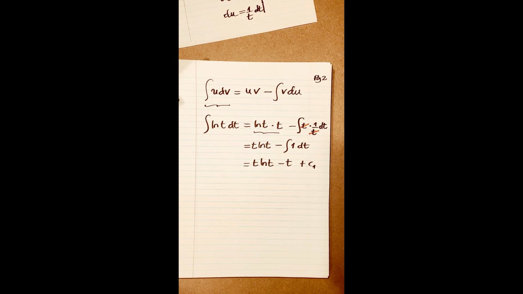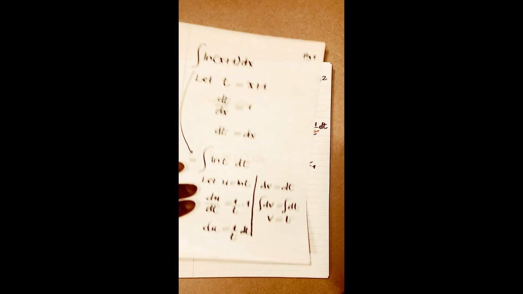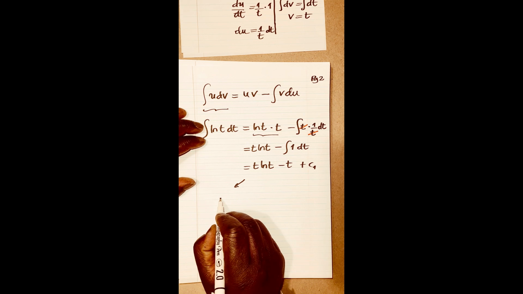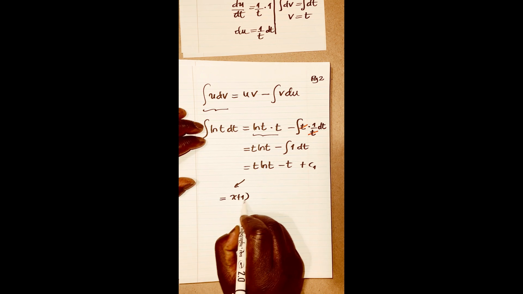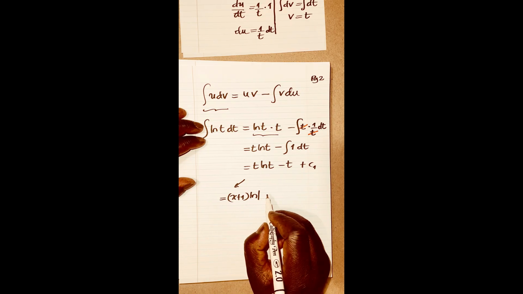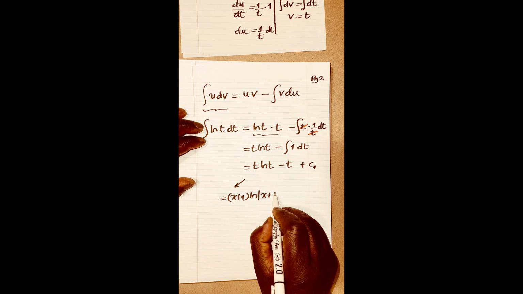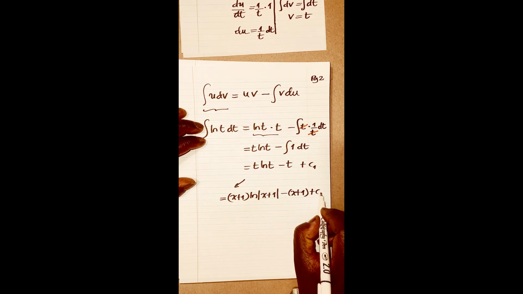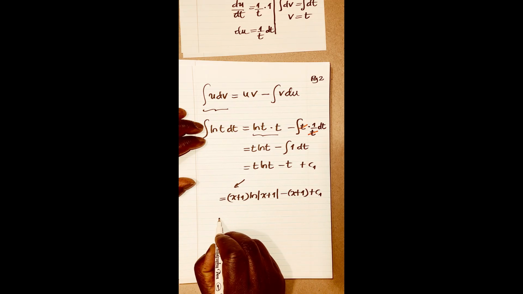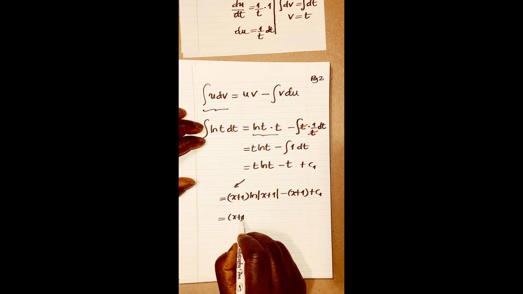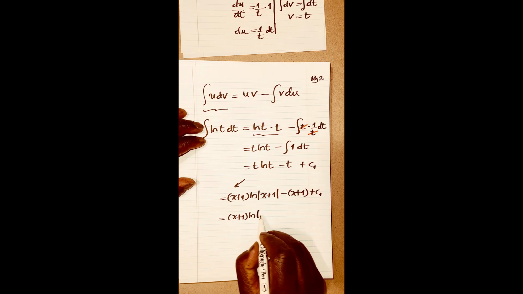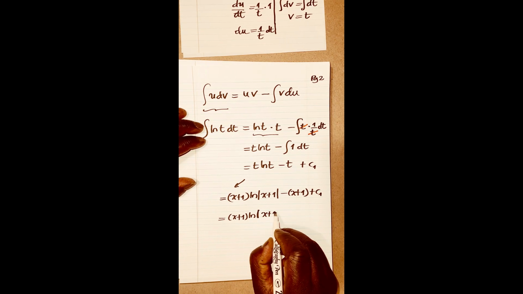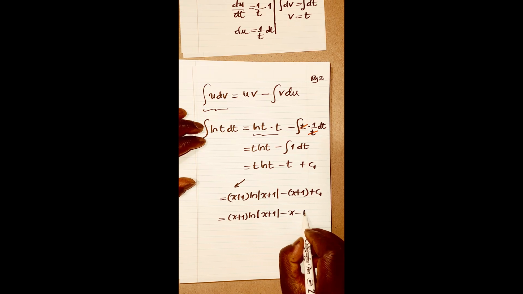Now we have to revert to our original variable, which is x. And what is the connection between t and x? t is equal to x plus 1. So I'm going to say this is the same as x plus 1 natural log of, I'm going to use absolute values now, of x plus 1 minus x plus 1 plus c1. Let's expand that part. On the left I have x plus 1 natural log of, I want to use absolute value signs again, x plus 1 minus x minus 1 plus c1.